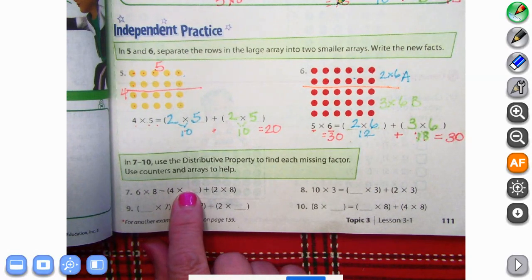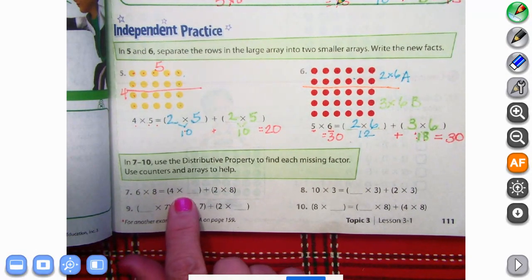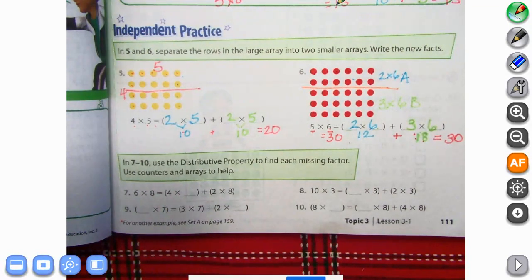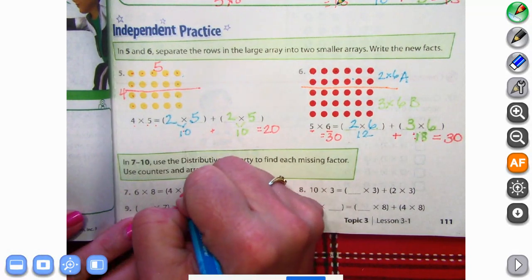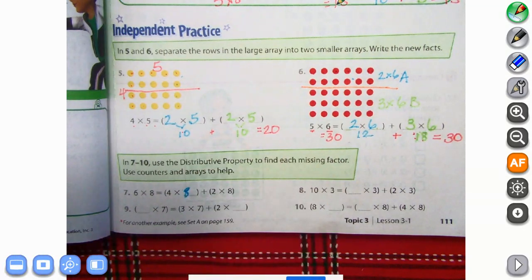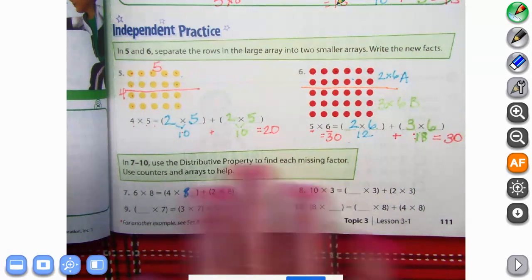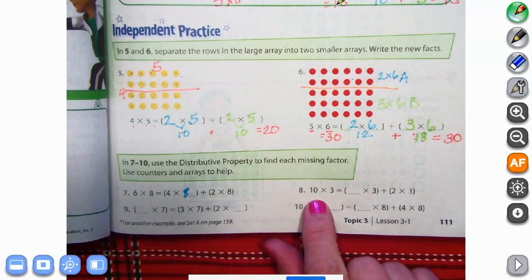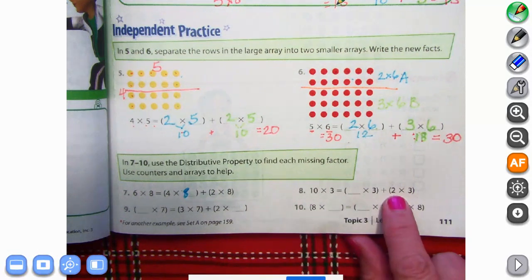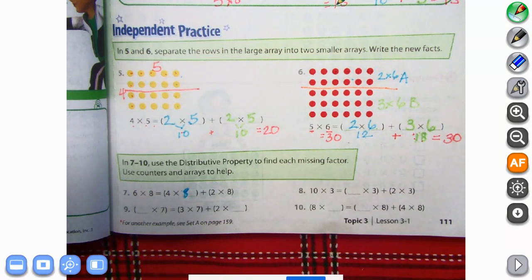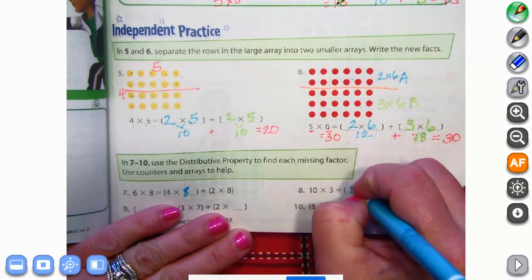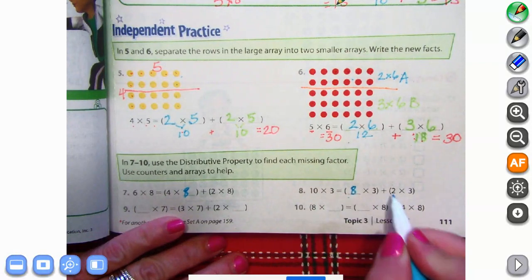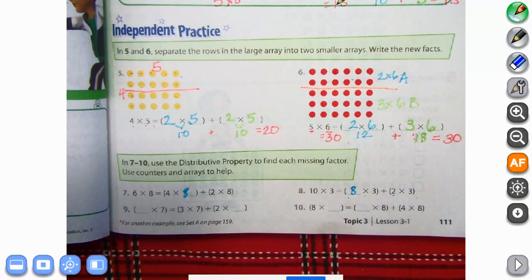So what is the number in each row, though? That stays the same. That would be 8. 4 groups of 8 plus 2 groups of 8. Now all we're finding is the missing factor, so we're not solving. Next one, 10 groups of 3. How do we break up that 10? Well, if we already have a 2 here, what is 10 minus 2? 10 minus 2 would be 8. 8 plus 2 equals 10 times 3 for both.